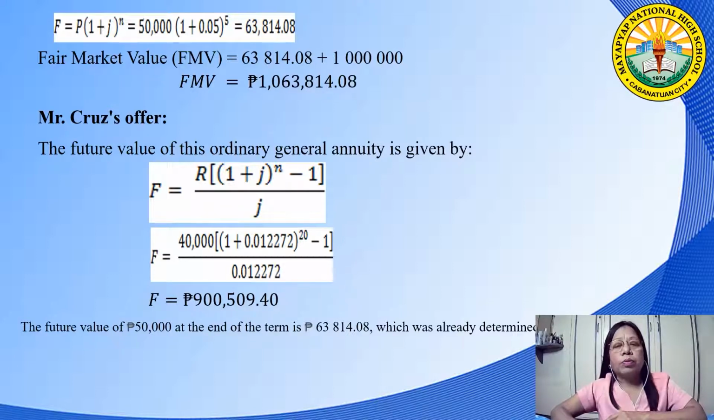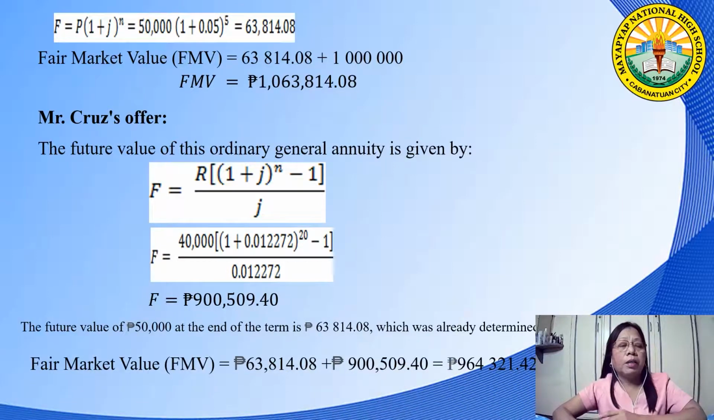So the future value of 50,000 pesos at the end of the term is 63,814.08, which was already determined. So the fair market value is equal to 63,814.08 plus 900,509.40, a total of 964,321.42. So that is under Mr. Cruz's offer.